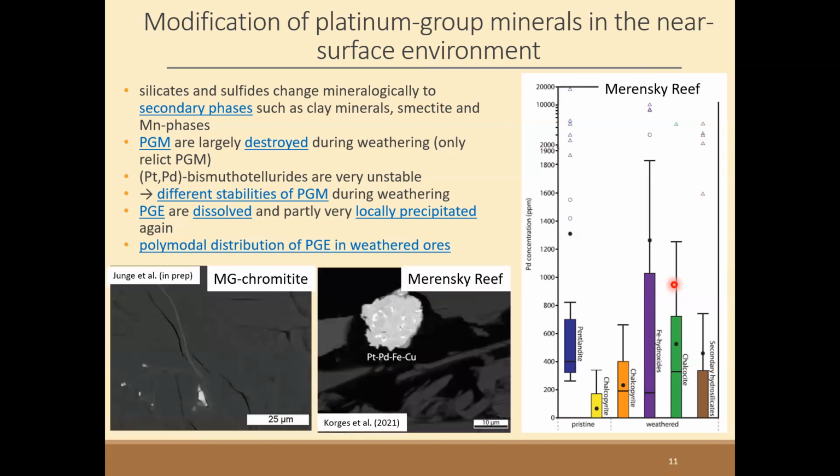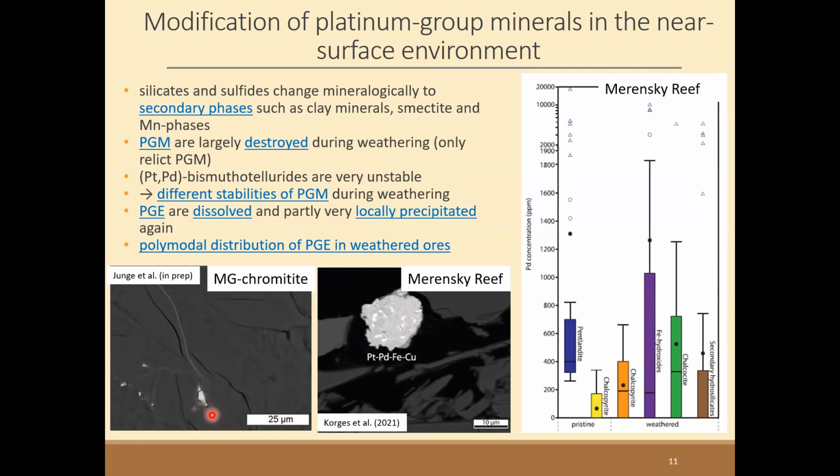So this is one contribution for these PGEs in these near-surface ores. We also still find some platinum group minerals. So some PGMs survive these weathering processes, but not all do. I mentioned at the beginning, we have a lot of these PGE bismutotellurides in this sulfidic Merensky Reef ore. But when we look at the near surface, we don't find these anymore. We do find some others, but in particular, these bismutotellurides seem to be very unstable and they are just lost.